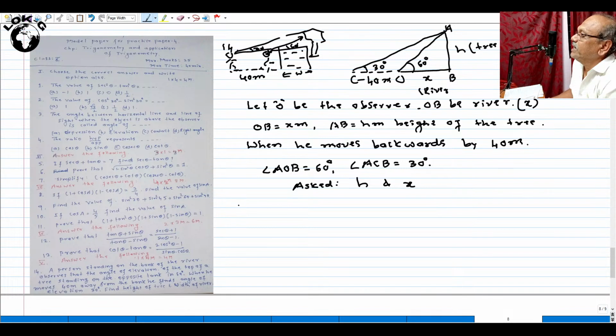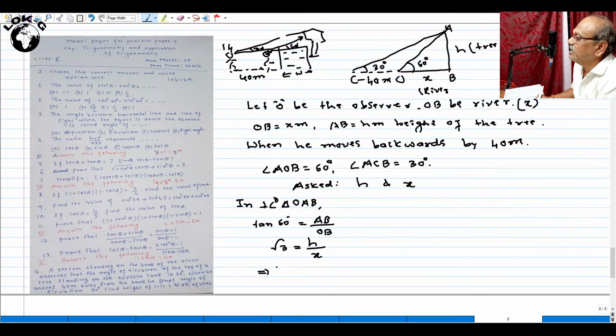Okay, now there are two right angle triangles. Let me take the right angled triangle OAB. You can take the trigonometric ratio tan 60. What is tan 60 degrees equal to? Tan 60 is equal to opposite, which is AB, upon adjacent, which is OB. You know the definition of tan. You know that tan 60 is root 3, and AB length is H upon OB length is X, right? You can take H is equal to root 3 X. Let us call this equation number 1.